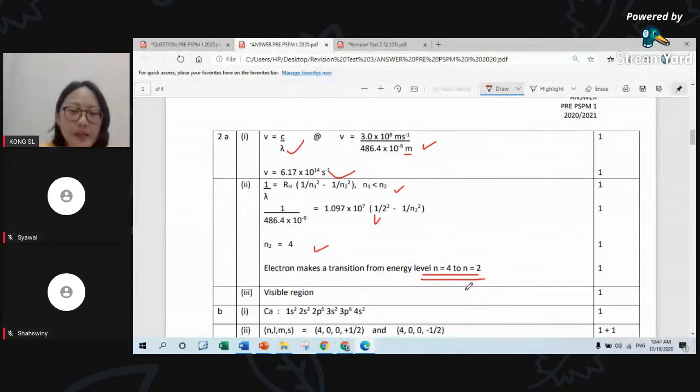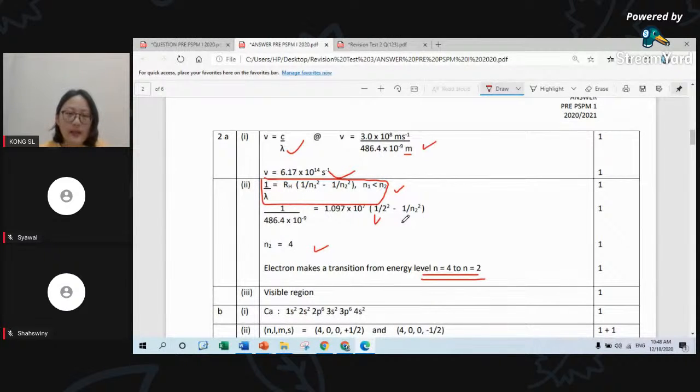Okay, check betul-betul formula: 1 over lambda equals RH times 1 over n1 square minus 1 over n2 square, and then n1 must be larger than n2. Jangan lupa tulis n1 is larger than n2 for the wavelength 1 over lambda formula. Energy tak payah. Tapi 1 over lambda kena tulis. n1 is larger than n2. Substitute, final answer with unit.